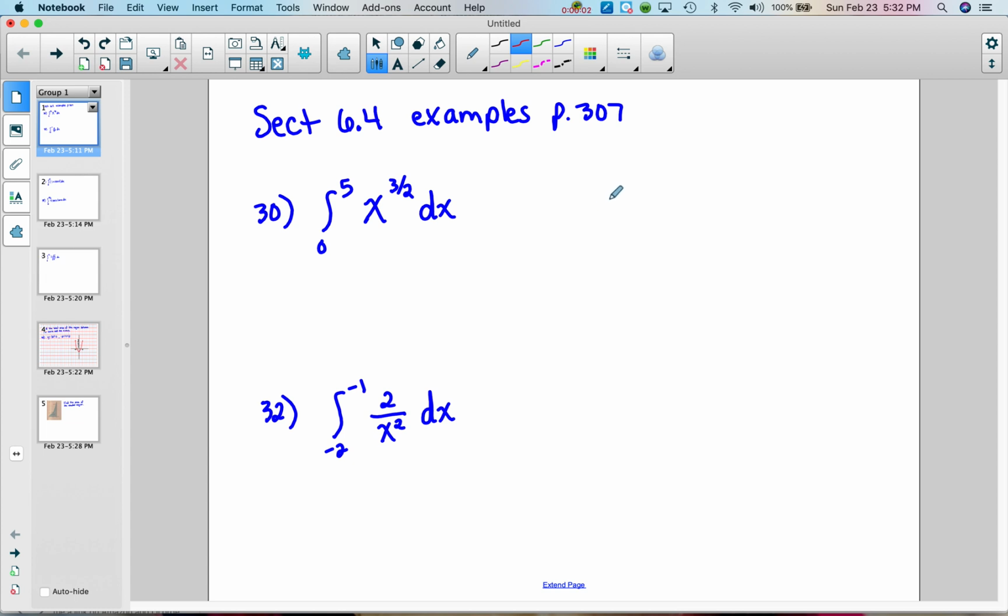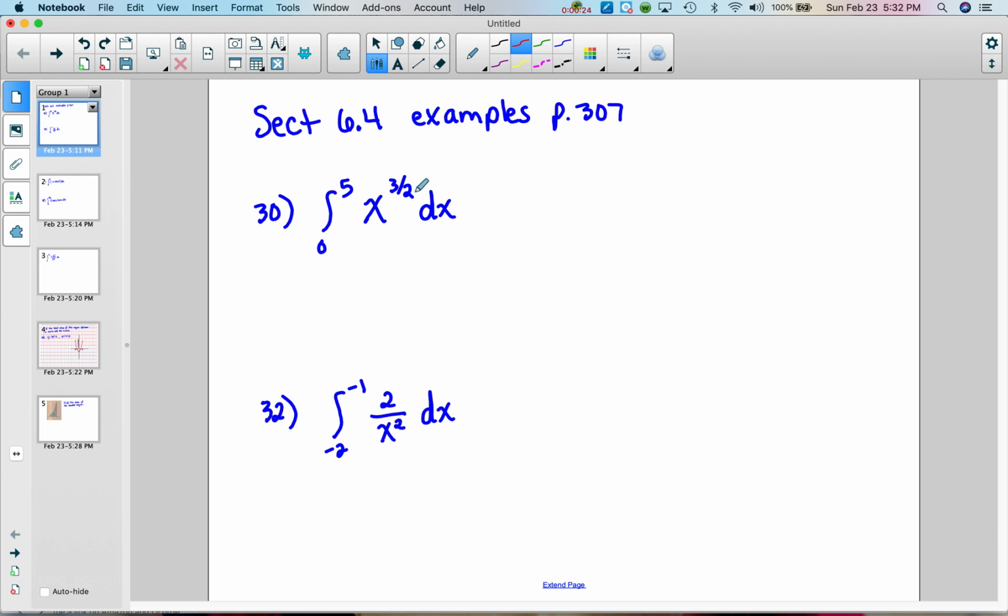So these are on page 307. A little different than what we did before. So we're not using, we're using part 2 of the fundamental theorem of calculus. So we're going to find the antiderivative and then evaluate it at the upper limit, lower limit, and subtract. So we have to do the antiderivative. So think about the reverse of the derivative.